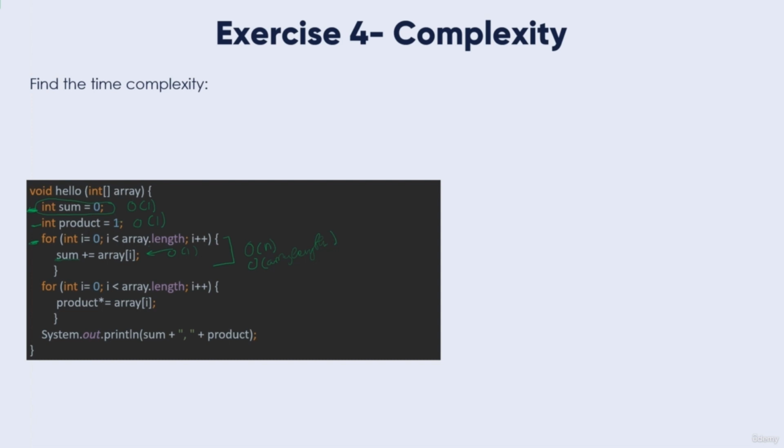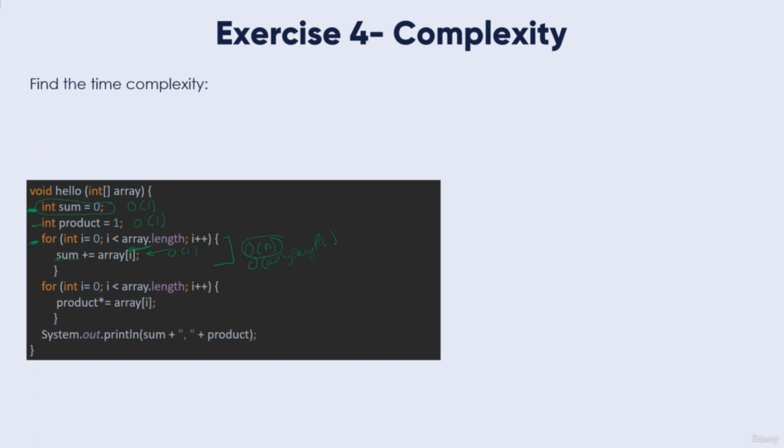So this addition operation would be repeated from 0 to array length. For example, if the array length is 1 million, it will do this stuff 1 million times. And if the array length is 1000, it would do this 1000 times. So it depends on the array length. This will result in O of n.